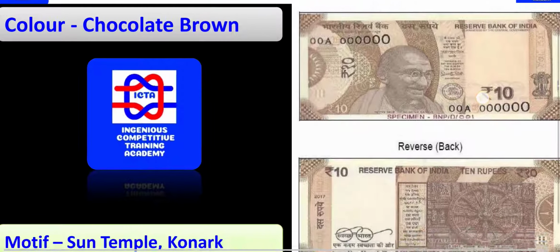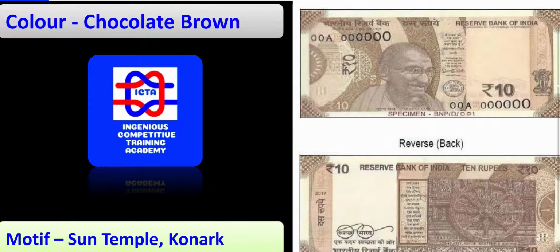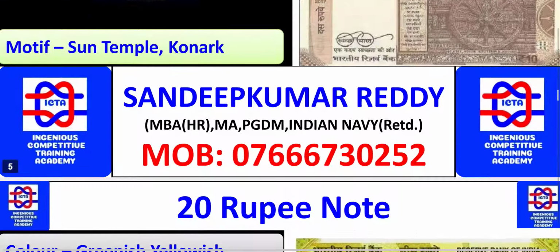When it comes to the 10 rupee note, the color is chocolate brown. You can see how it looks, a color like chocolate brown, and the motif is the Sun Temple, Konark. In Konark we have this type of wheel, which you will find on the Sun Temple. The total number of languages on the note is 15. You can count if you want.